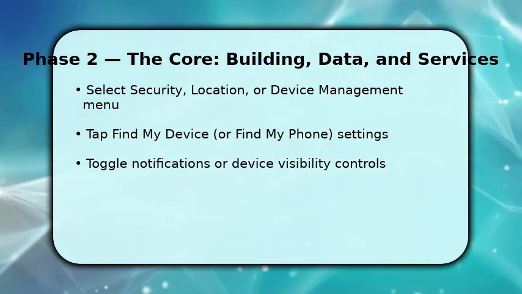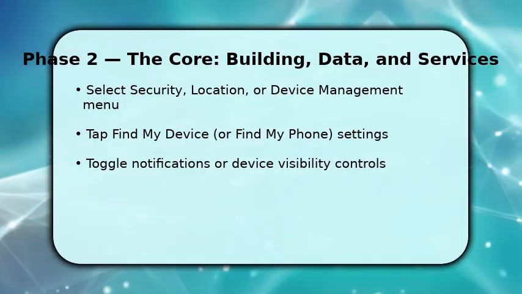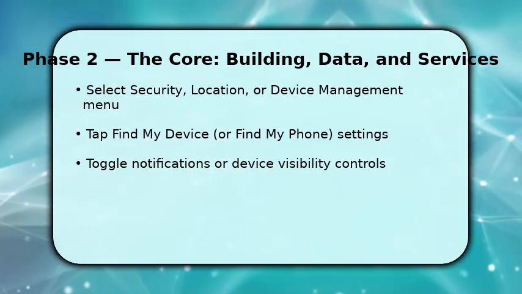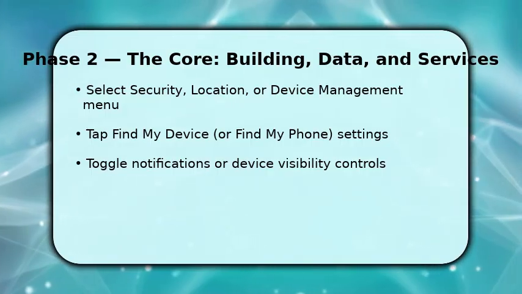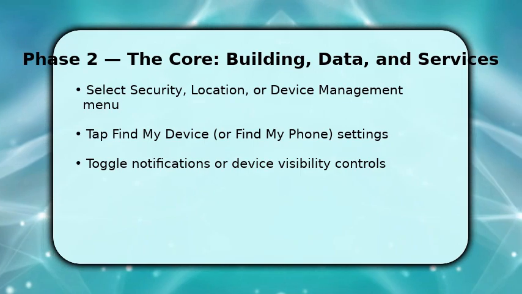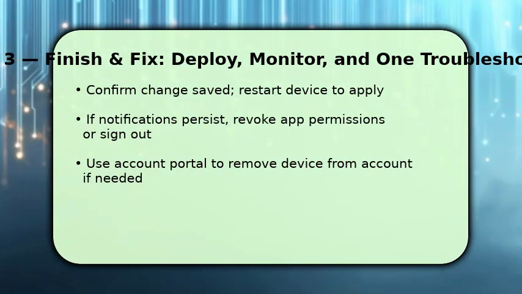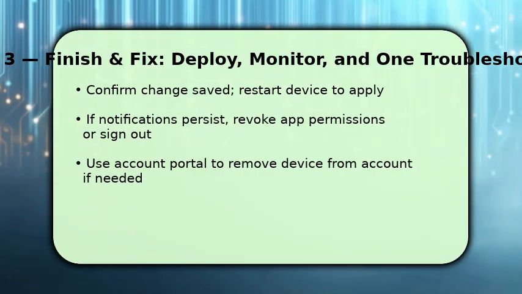Adjust the notification toggle to off. Make sure you understand that turning off the notification stops alerts, but may not disable tracking unless you revoke location permission. So change both if your intent is to stop tracking completely. Finish by saving changes and restarting the device to ensure settings apply. Once done, check the notification center to confirm the alert is gone.